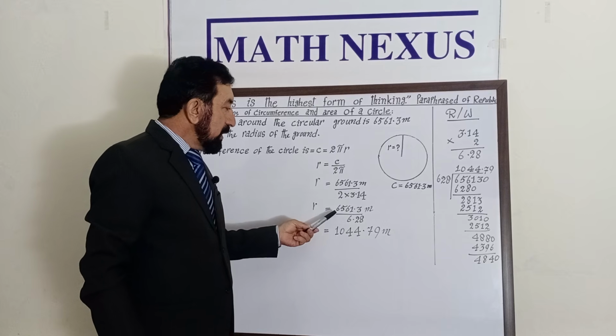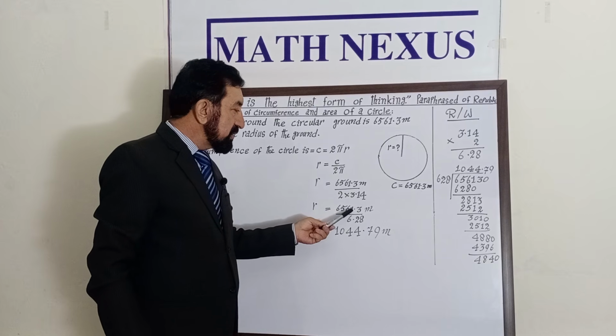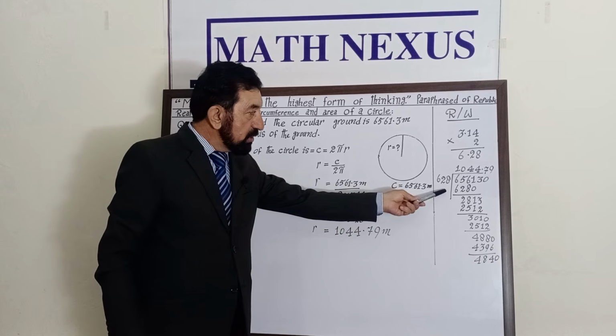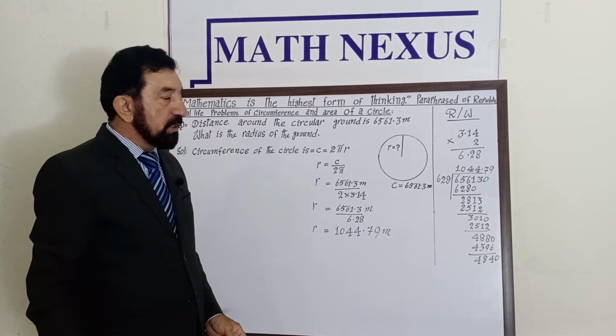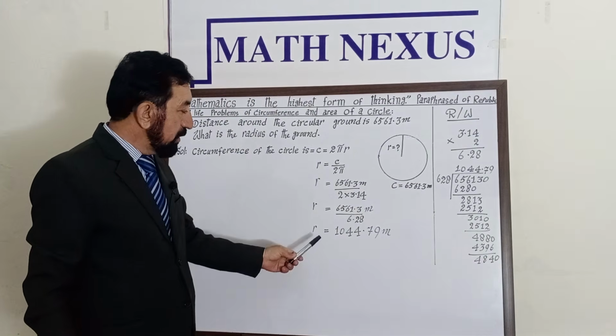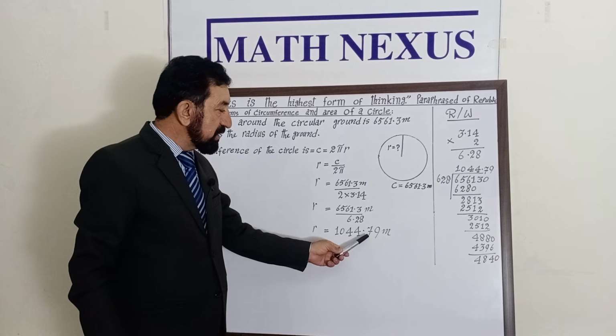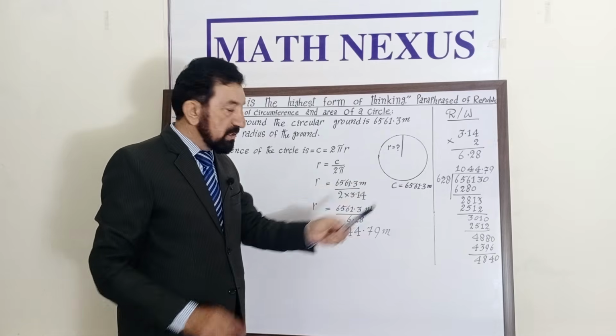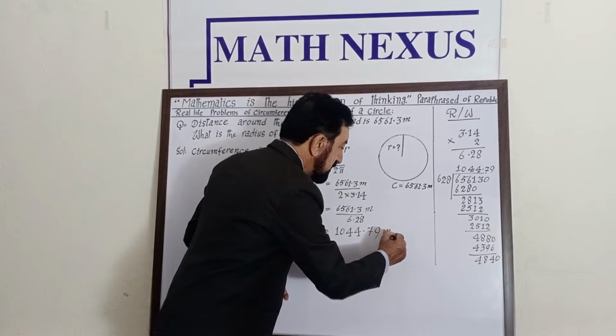6,561.3 meter upon 6.28, this is equal to 1044.79. 1044.79 meter is the radius of this circle. This is the answer of the question.